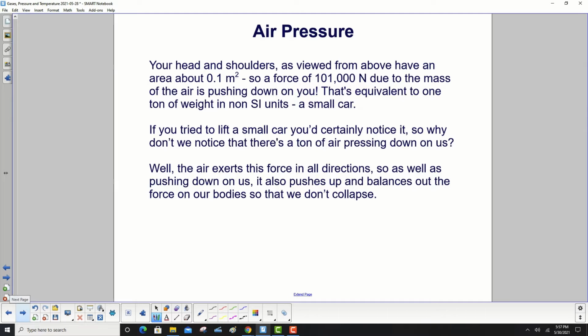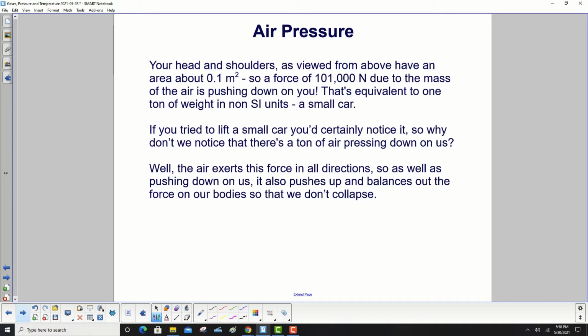Your head and shoulders, as viewed from above, have an area of about 0.1 square meters. So a force of 101,000 newtons due to the mass of air is pushing down on you. That's equivalent to 1 ton of weight in non-SI units, a small car. Now, if you tried to lift a small car, you'd certainly notice it, and you wouldn't be able to. So why don't we notice that there's a ton of air pressing down on us?